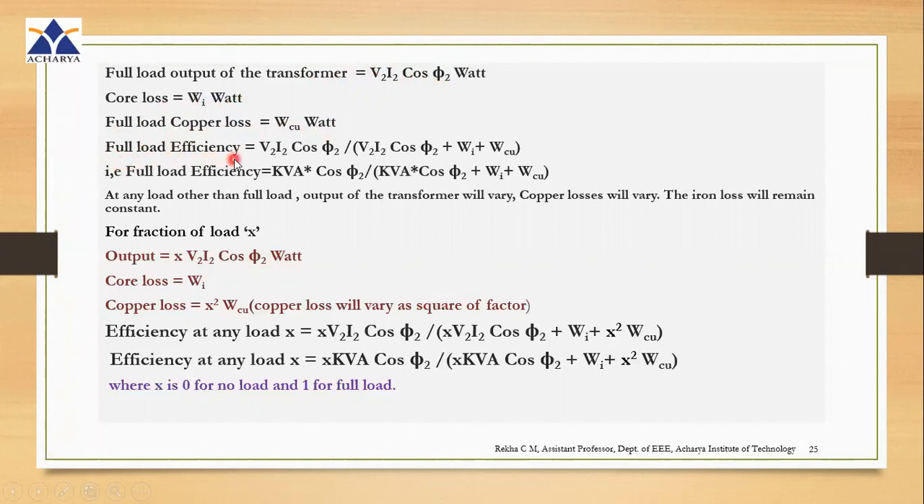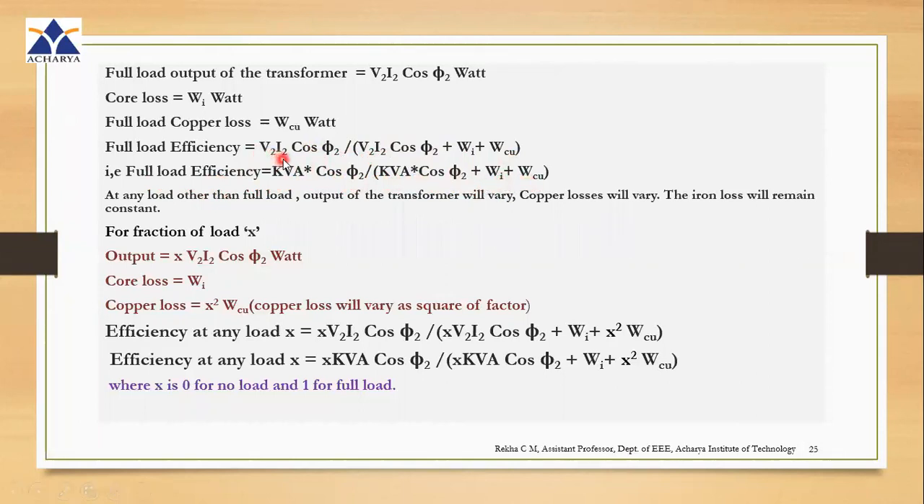Therefore, full load efficiency can be written as, so how is the efficiency defined? Output divided by output plus losses. So output is written as V2 I2 cos phi 2. Again output plus losses. So output is again V2 I2 cos phi 2 plus Wi plus WCU. Therefore, full load efficiency can also be expressed as kVA into cos phi 2 divided by kVA into cos phi 2 plus iron loss plus copper loss.